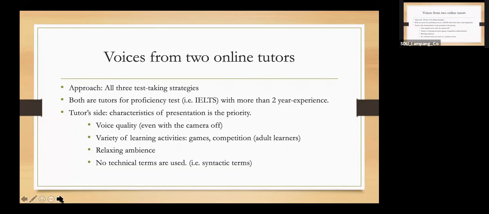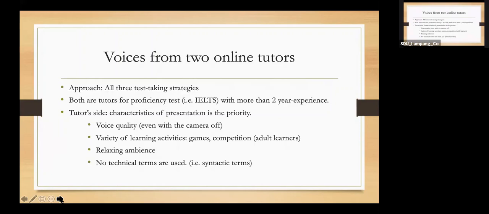Okay. And you have to vary the learning activities. For example, you have to use games, competitions. Many tutors, Ajahn Sawatan and Ajahn Ratana, said that they vary the activities, even though the learners are adults. Okay, they still want to have fun with the lesson. Okay, you need to provide a relaxing ambience to learners online, and good tutors must not use technical terms at all. For example, you shouldn't say present perfect continuous tense, or future perfect continuous and something like that. Okay, right. So these are the voices from the online tutors.